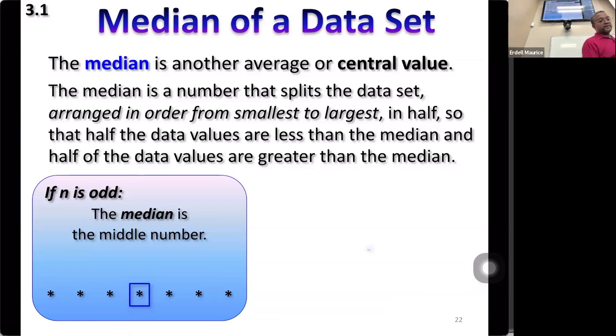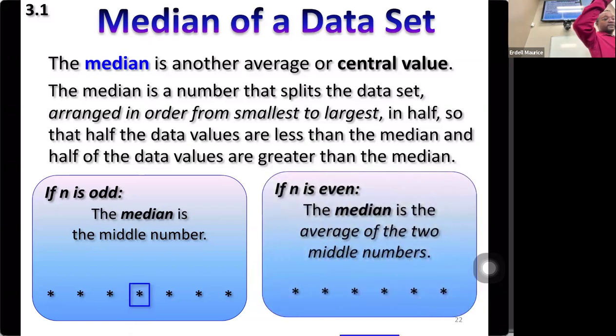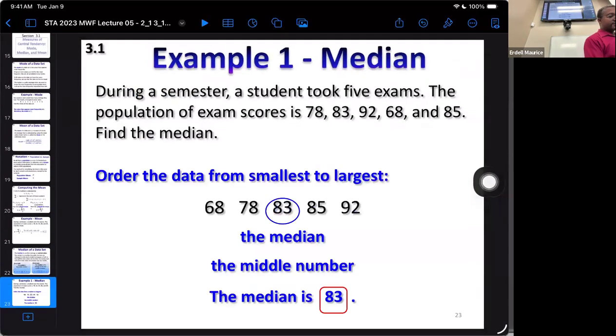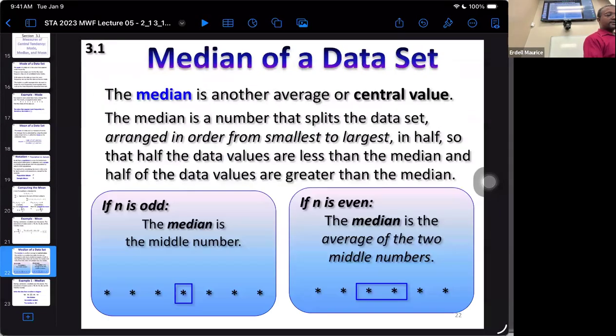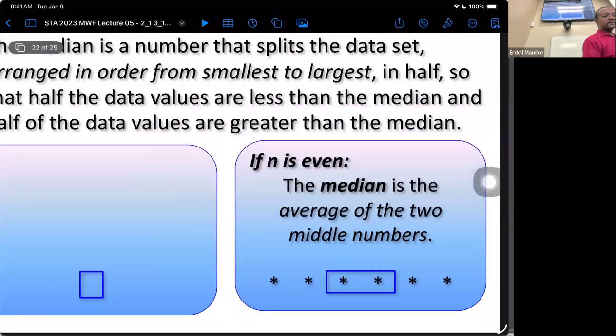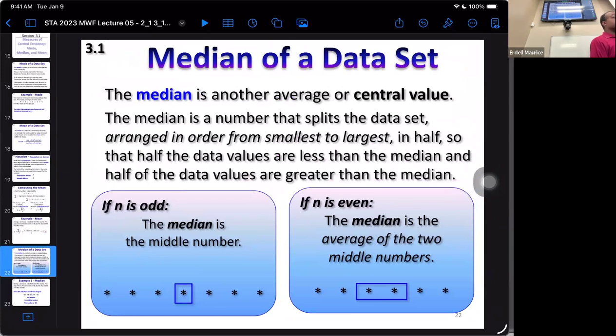But if you have an even number of numbers, there will be 2 numbers in the middle, yes? Look right here. There are 2 here and 2 here. So there are 2 numbers in the middle. You take the average of those 2 middle numbers to find your median value. Questions there?